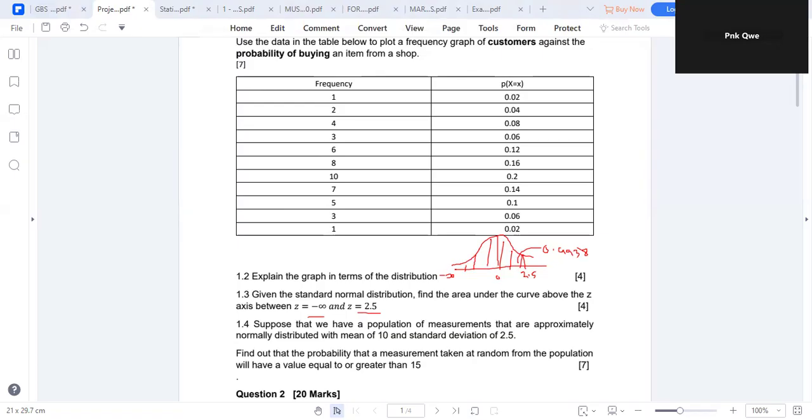I can't see my tables yet. So whilst I'm looking for the table, let's try question 1.4. These are very easy questions with easy marks.